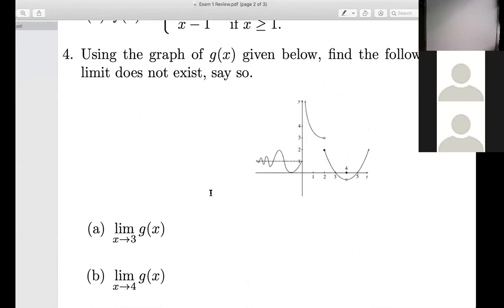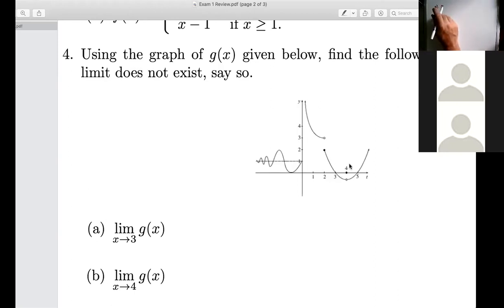So part A, the limit of g of x as x approaches 3. So I'm going to locate x equals 3 on the graph here. And sure enough, it looks like there's a limit. Really, the important thing would be to trace along the graph from the left and the right and make sure that they are both approaching the same point. So that limit exists, and it looks like it equals 0, right? Because from the left and the right, the y values are getting closer to 0.